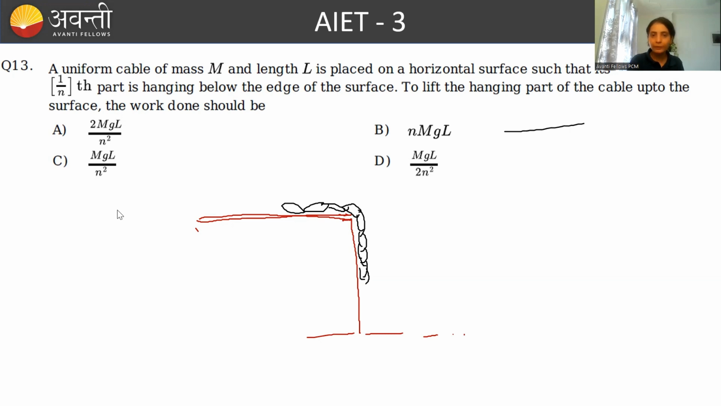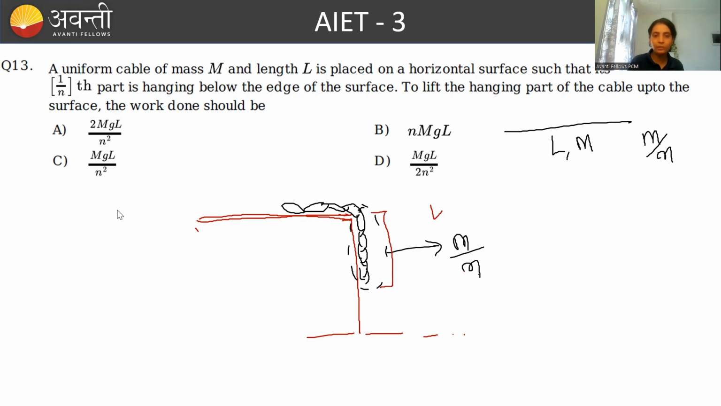So if its length is L, its mass is m. If the mass of the whole part is m, then the mass of the 1 by nth part will be how much? It will be m by n. So m by n part is hanging down. The hanging part has a mass of m by n. Now if its total length is L, then this length will be L by n.